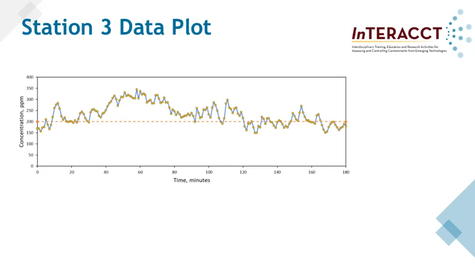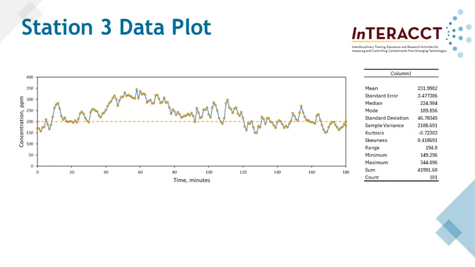Shown here is a plot of the values taken at station 3, with a line indicated for the TLV at 200 parts per million. Notice now that the Y values for this plot go from 0 to 400 ppm, whereas the previous one went from 0 to 250. So these are much larger values.